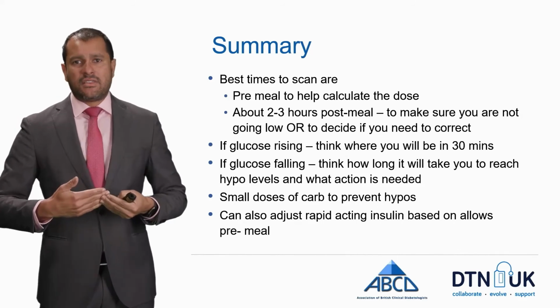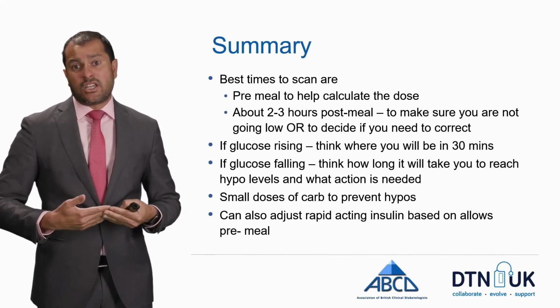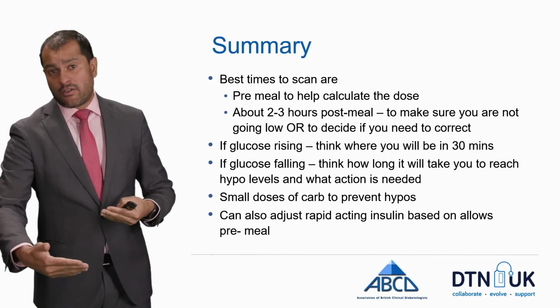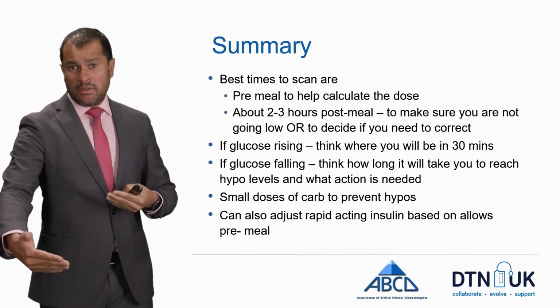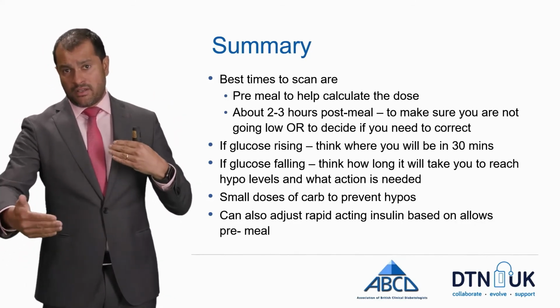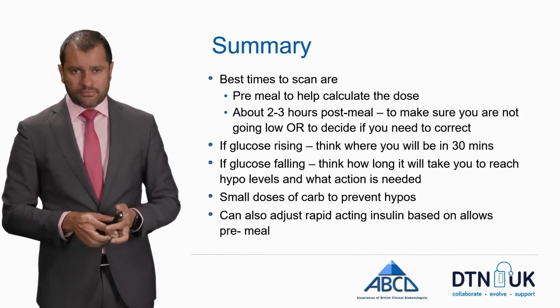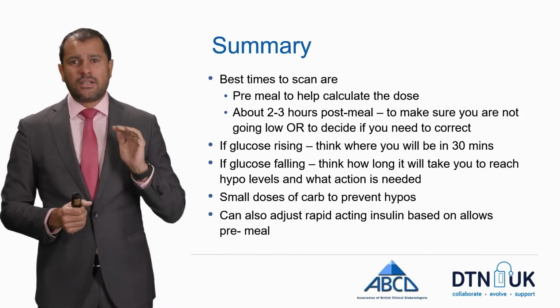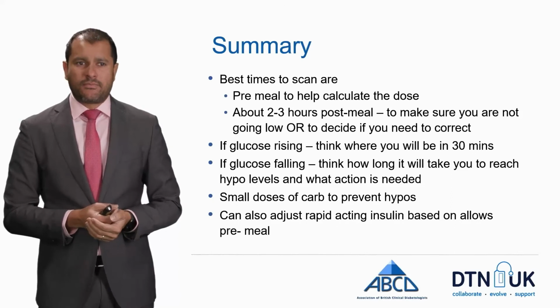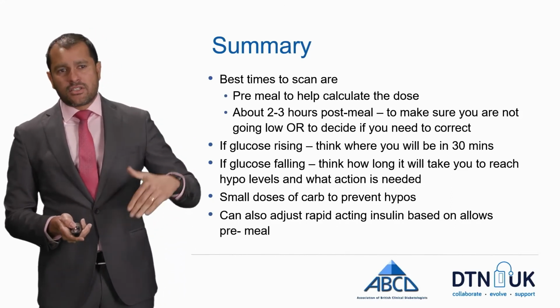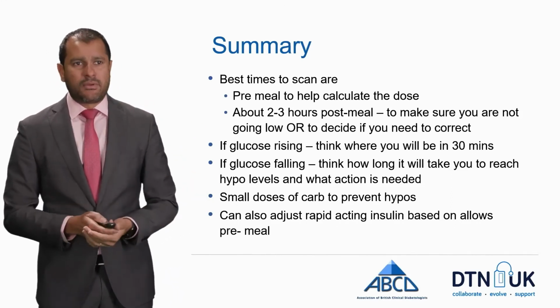So if you're at 6, how long is it going to take you to fall by 1 by the time you get to 5? That might be 15 minutes if you've got an oblique arrow, or 7 minutes if you've got a straight down arrow. Small doses of carbs, dabs of the brake, prevent hypoglycemia. And again, you can adjust the rapid acting insulin based on the arrows pre-meal.